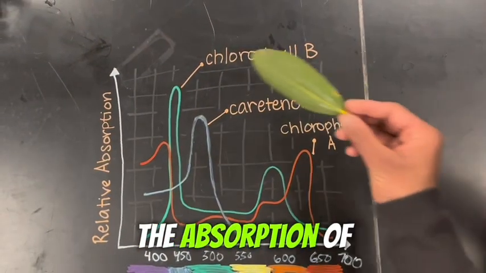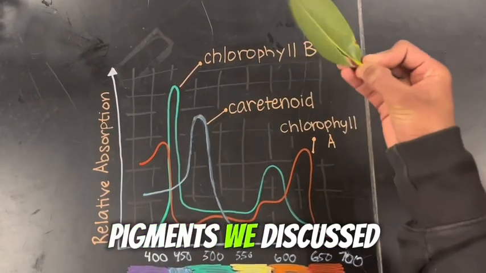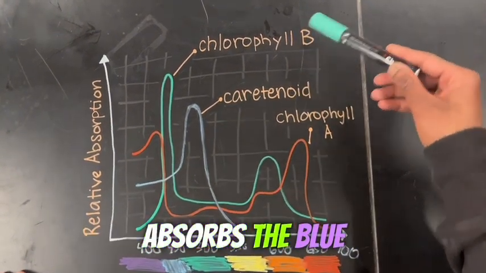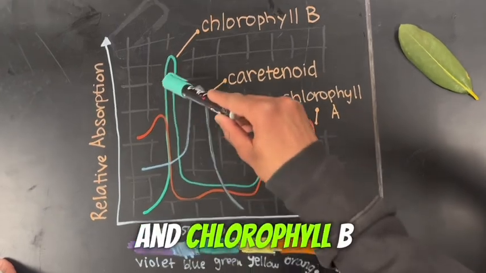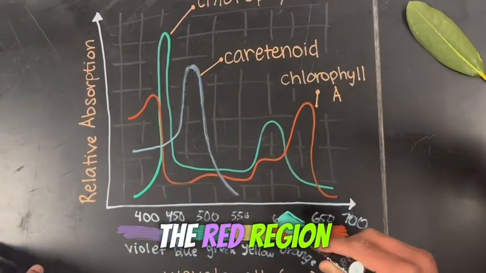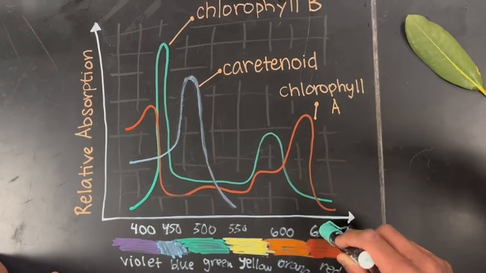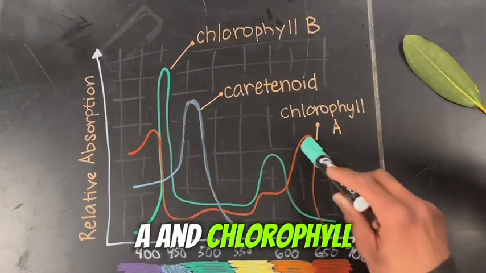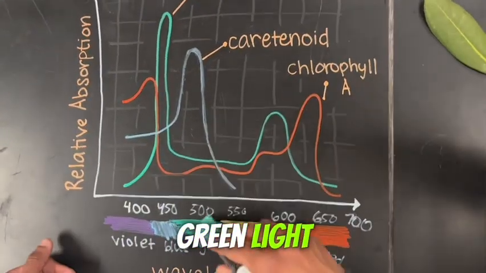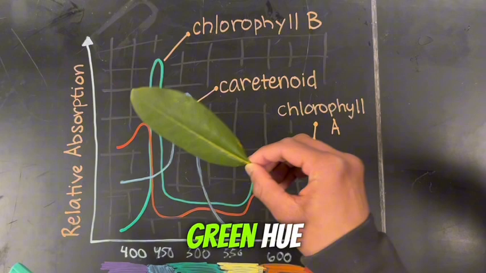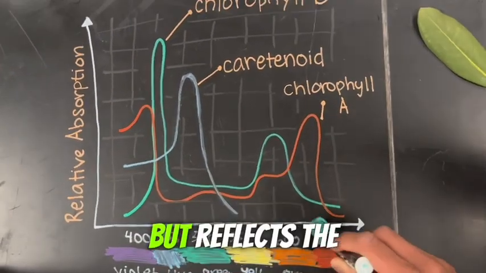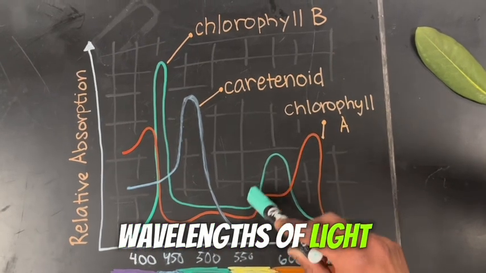This graph shows the absorption of different light wavelengths by the varying pigments we discussed: chlorophyll A, chlorophyll B, and carotenoid. Chlorophyll B absorbs the blue and violet wavelengths of light very well, and also absorbs the yellow-orange wavelengths fairly well. Chlorophyll A absorbs the red region of wavelengths very well. But both chlorophyll A and chlorophyll B do not absorb green light well. In fact, they reflect green light, which is why leaves have a green hue. Carotenoid absorbs the green wavelengths of light, but reflects the yellow region of wavelengths.